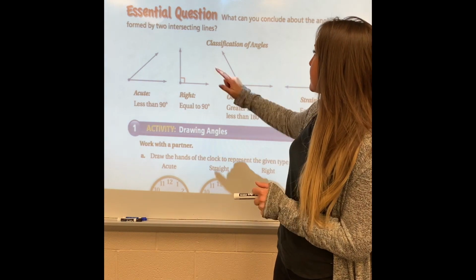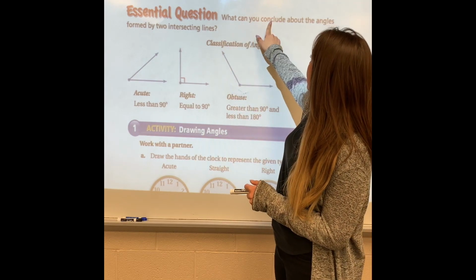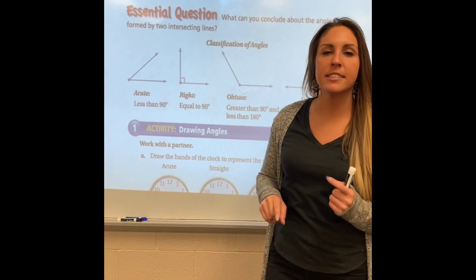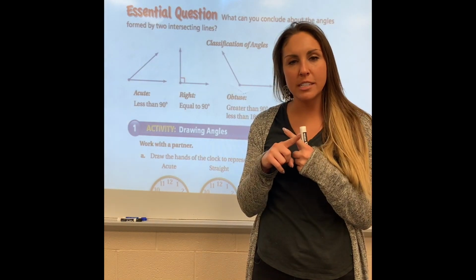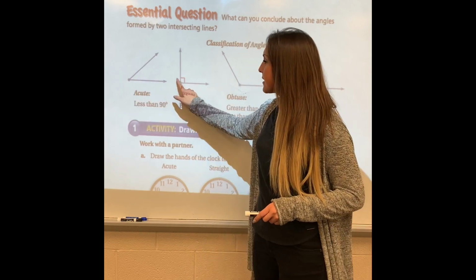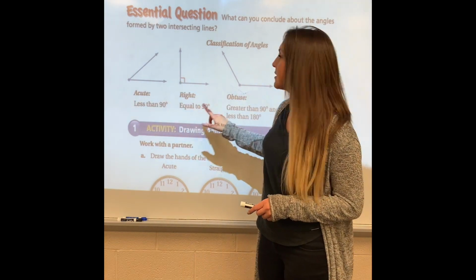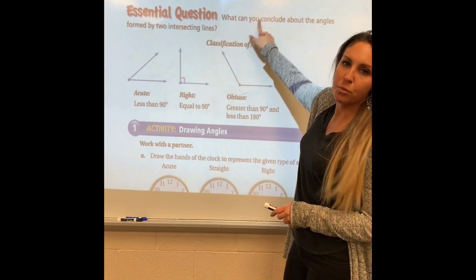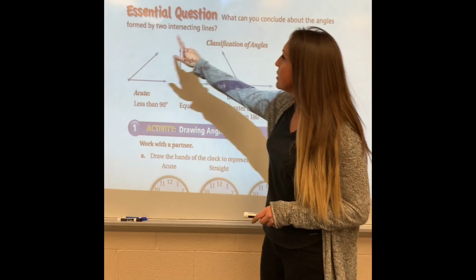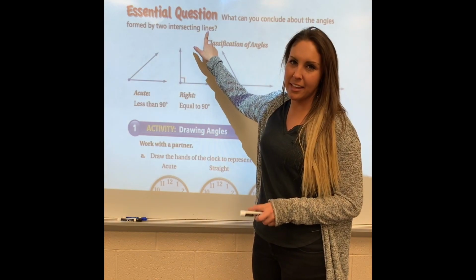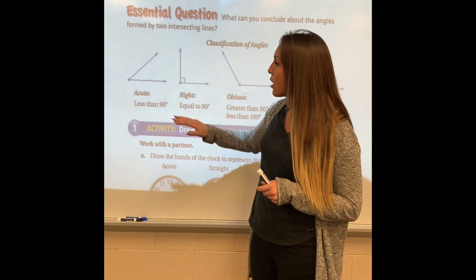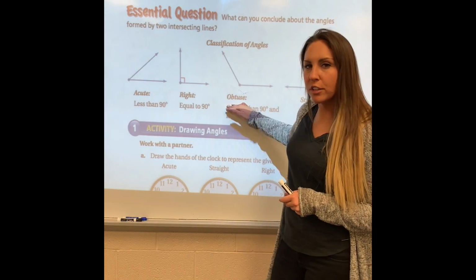So if you look at the essential question, it says, what can you conclude about the angles formed by two intersecting lines? So when we have two lines that cross each other, they have a vertex. This dot where two lines come together, that's what we call a vertex. So what can we conclude? What can we infer about the angles formed by two intersecting lines? So when two lines come together, what do we know about them? I think that these are things that you've learned before.